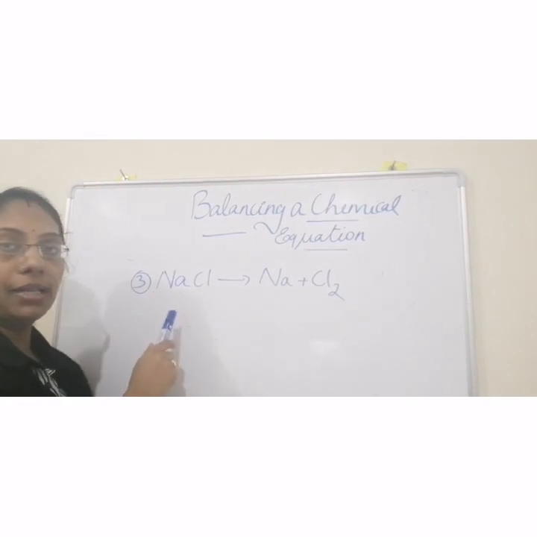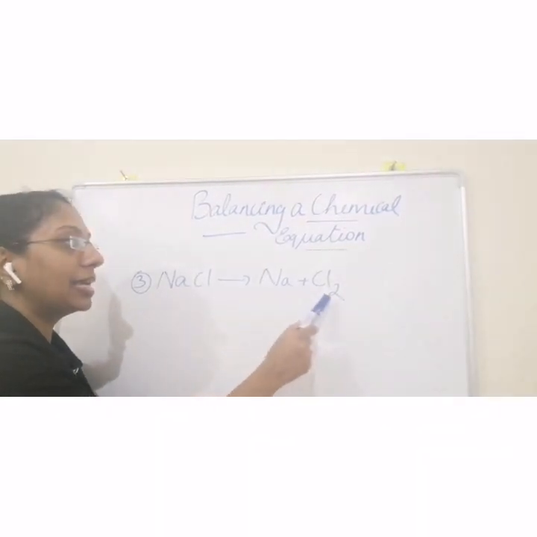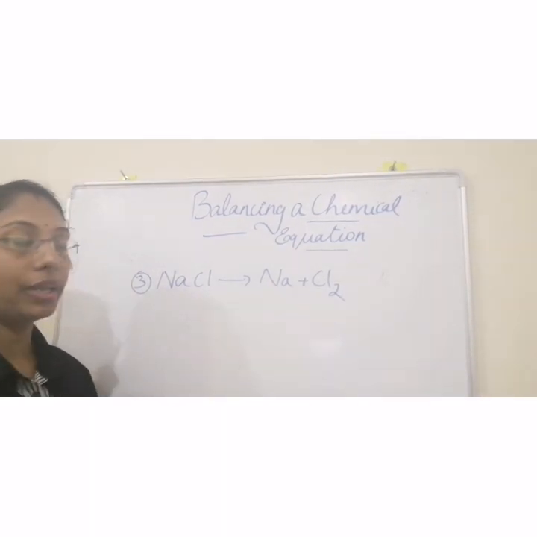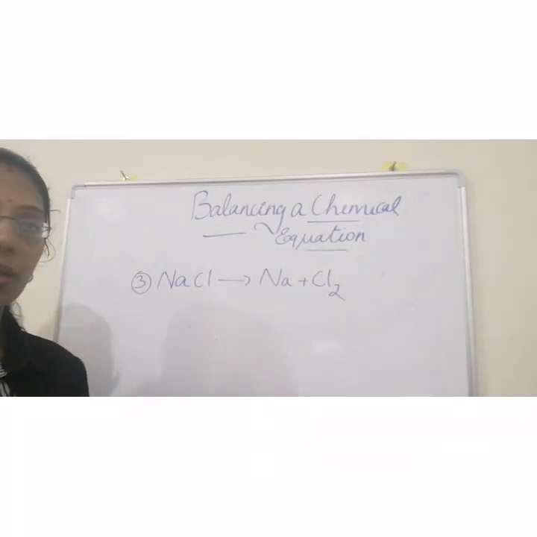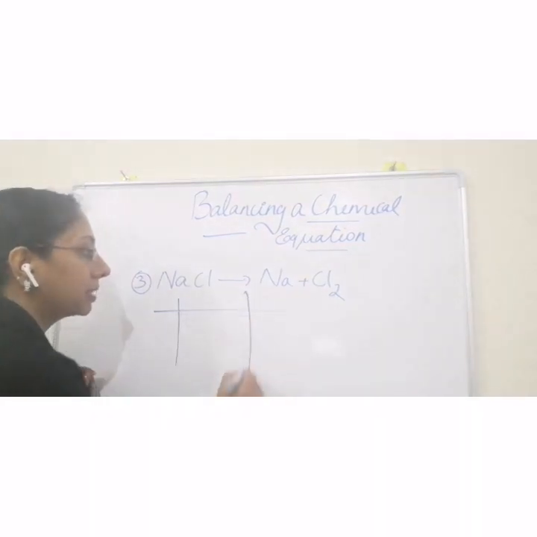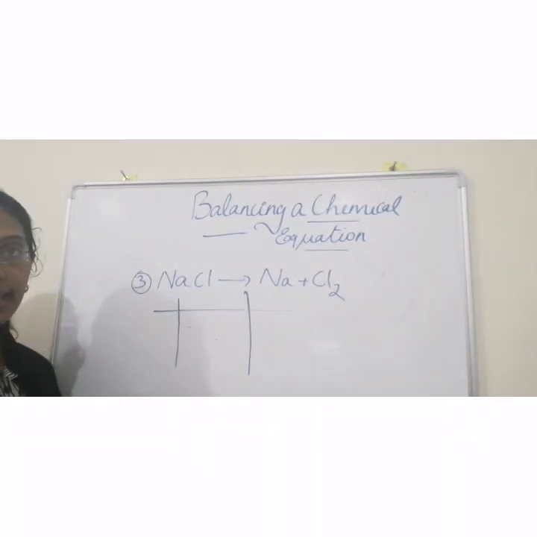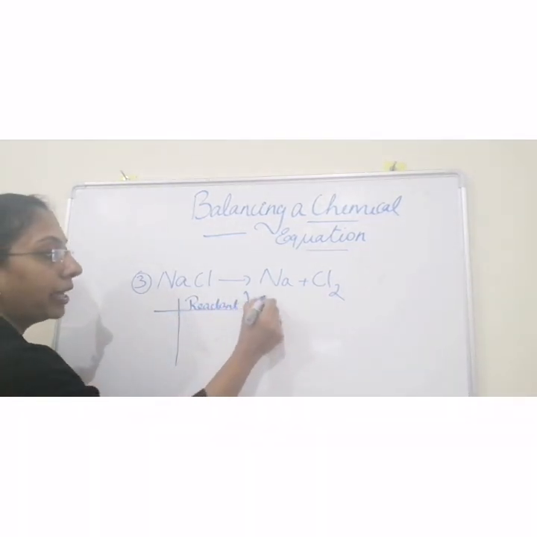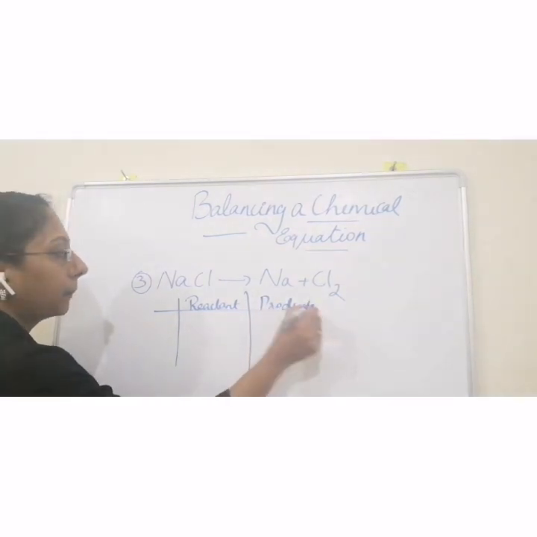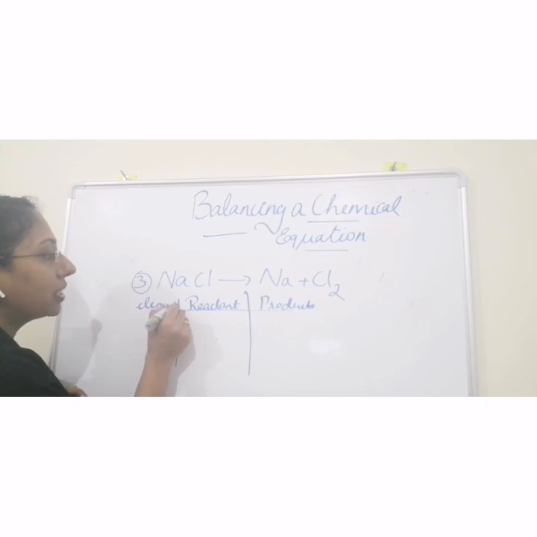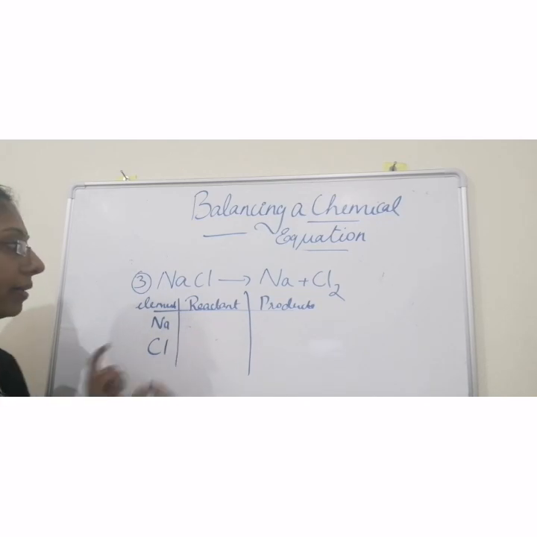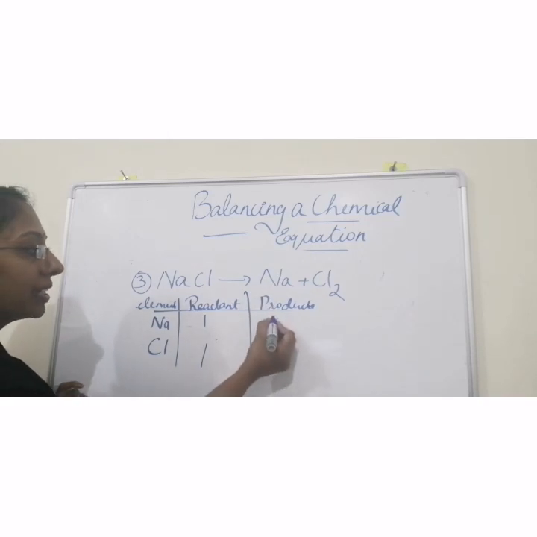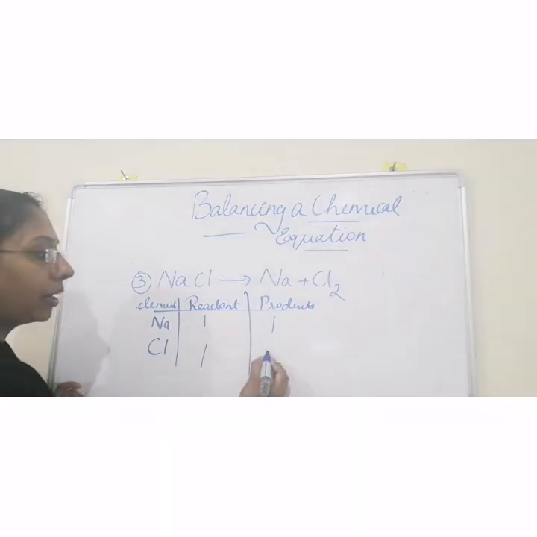Clear? The third example. Sodium chloride gives Na plus Cl2. Sodium plus chlorine is produced. Now again one more we are going to do with these columns. After that no more columns, we will directly do it. That is reactants, the products, then the elements. Which are the elements? Sodium and chlorine. On the reactant side, how many sodium are there? 1. How many chlorine? 1. How many sodium in the product side? 1. And how many chlorine in the product side? 2.